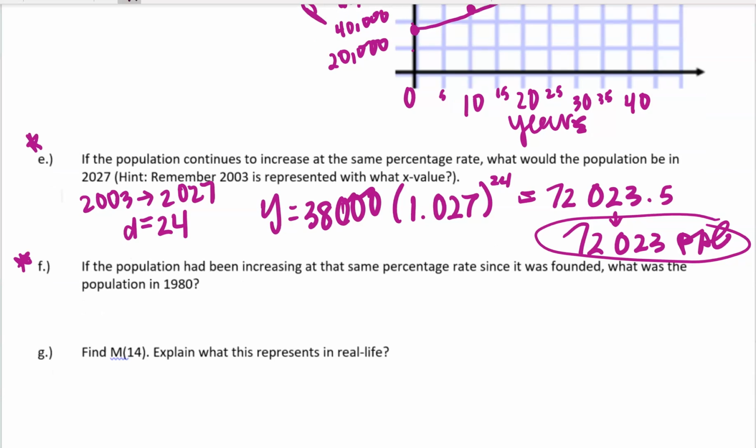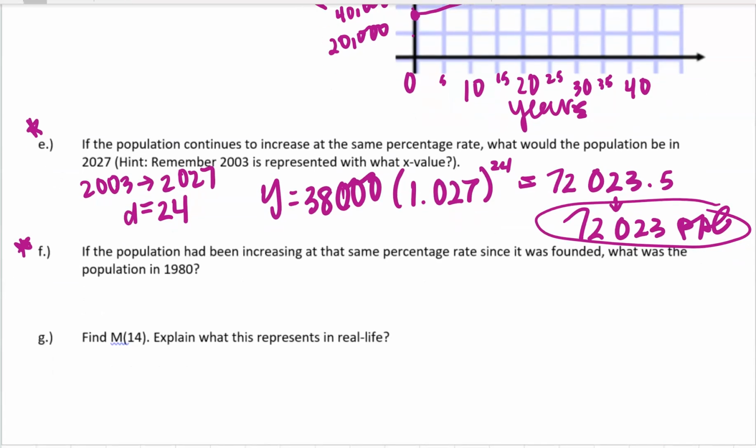Same idea for F. If the population had been increasing at the same percentage rate since it was founded, what was the population in 1980? It's telling you the town was founded in 1980. I want you to really think about what that means. I want to challenge you to see how you do with this one. Really think about it.